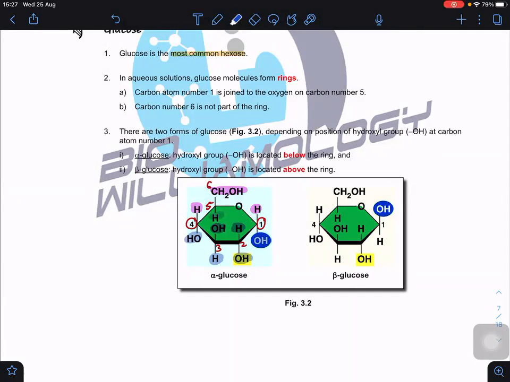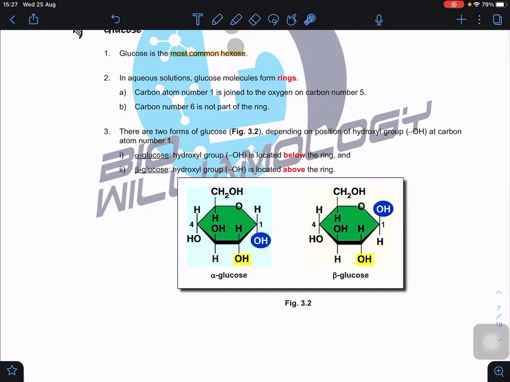But our focus, because the rest of the parts are the same, right? The rest of the parts you can see are the same in these two. Let me rub off those annotations. You realize that the rest of the parts are the same. Only at carbon number 1, the OH group is either located below the ring or above the ring.